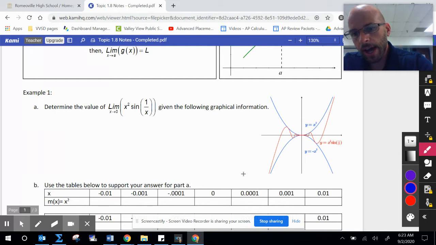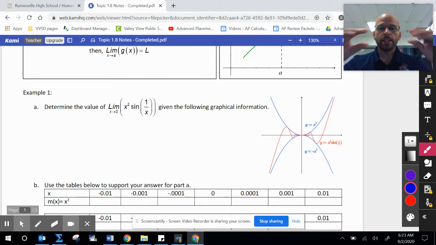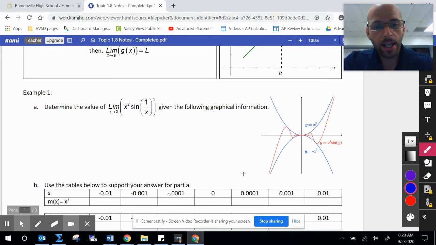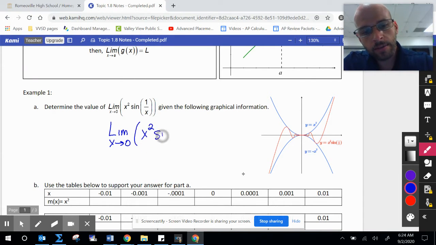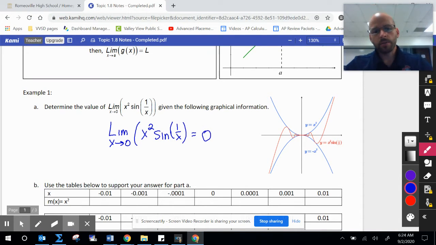Looking at the graph, the x squared sine of 1 over x is this red function, and it's going to oscillate, going up and down. But as I get closer and closer to 0 from the left and from the right-hand sides, because it's a two-sided limit, you can see that my function is decreasing. It's getting closer and closer to the x-axis. Ultimately, using the graph, I am led to believe that this limit of x squared sine of 1 over x is probably going to be 0.